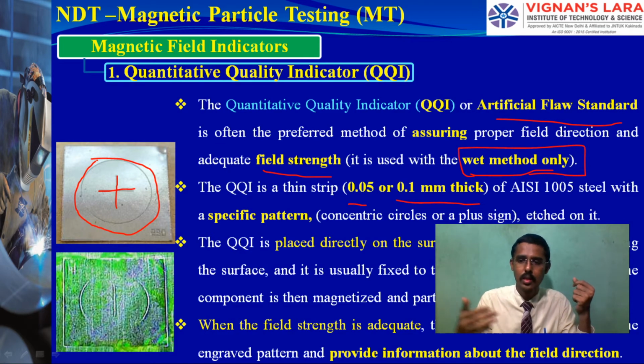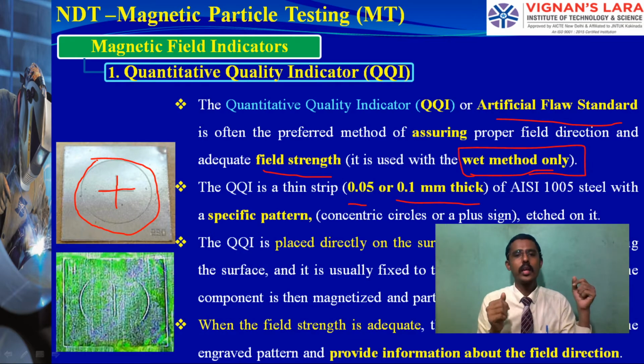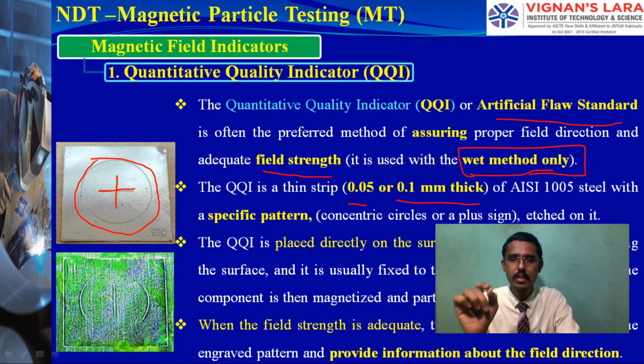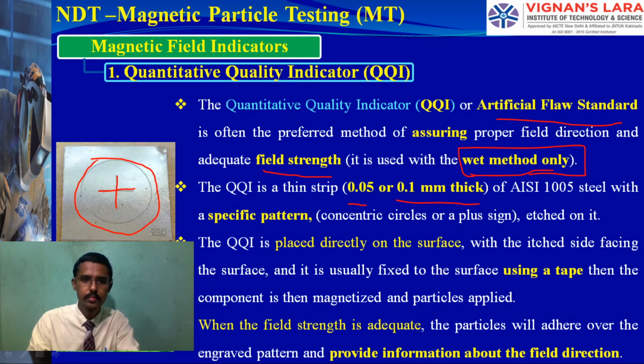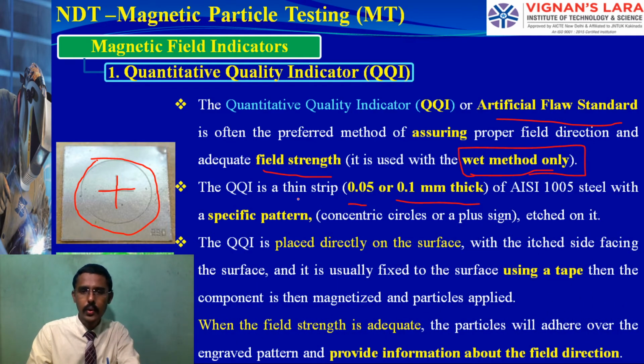We can easily quantify the cracks. How many cracks are available in the horizontal direction? How many cracks are available in the vertical direction? So we need some calibrations and standards. Therefore, that strip does that job. See, that is what I have written here also. A QQI is a thin strip, 0.05 or 0.1 mm thick, of AISI 1005 steel with specific patterns. The patterns may be circular or maybe the plus sign. That is what is given in the image also.